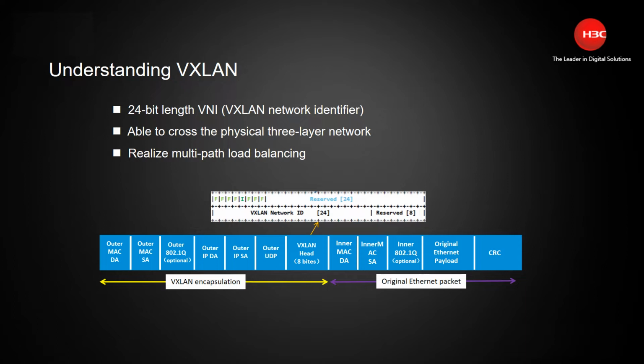The second advantage is that it can cross the traditional physical three-layer network and open up a large layer 2 network above the three-layer network. The third advantage is that VXLAN can realize traffic load balancing by using different UDP source ports for different data streams.